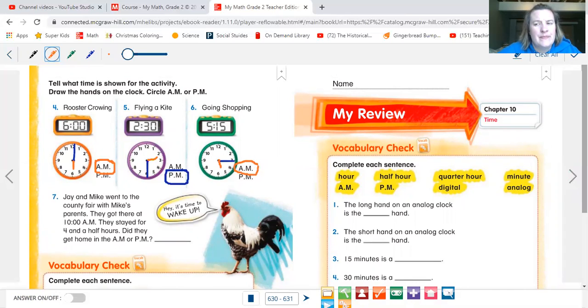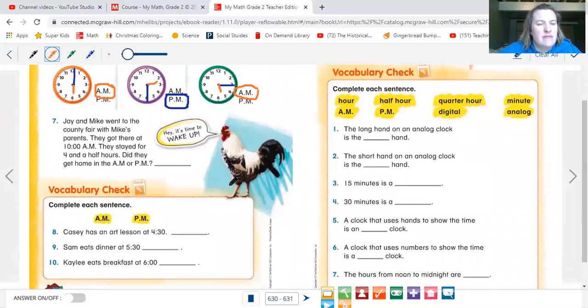All righty. If you look at number 7, Jay and Mike went to the county fair with Mike's parents. They got there at 10 a.m. They stayed for 4.5 hours. Did they get home in the AM or PM? So let's count 4.5 hours. 10 was the first hour, so then 11, 12. Oh, now we switched to PM. 1, 2, and halfway through 2 and 3 would be 30. So that would be they would get home in the PM.